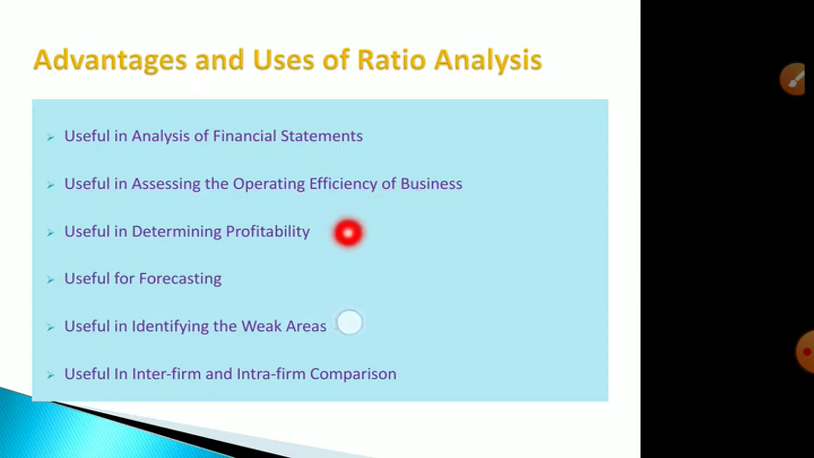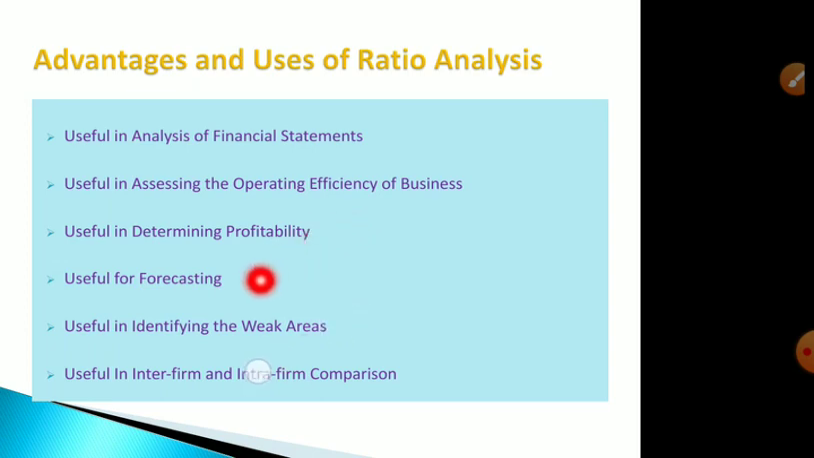Third is useful in determining profitability. The management and investors can determine the profitability with respect to the sales and capital employed. That is done with the help of profitability ratios such as gross profit ratio, net profit ratio, operating profit ratio. We have learned this type of profits, gross profit, net profit in the final accounts in class 11. Here in this chapter, we'll also learn how to find the ratio from those.